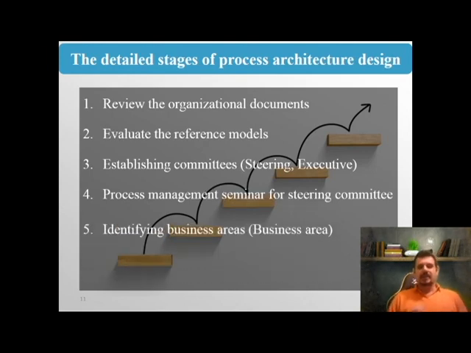5. Identify business area. At the last of your previous seminar, because you explain business area to your audience, you can talk about the business area for each functional unit in your organization and ask your steering committee to explain their duty, their work. We will talk at a higher level and help you to find business areas.